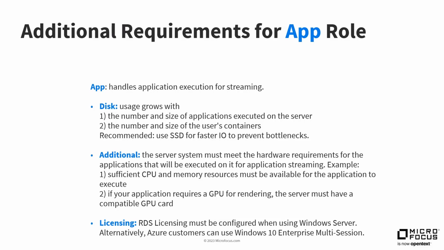It also includes additional requirements, such as if the application requires a graphics card for rendering, the server must have a compatible graphics card or other hardware module that the application may need. For licensing, you also need to configure RDS licensing, so CALs, if you're using Turbo Server. Alternatively, if you're in Azure, you can use the Windows 10 or Windows 11 Enterprise Multi-Session Edition.